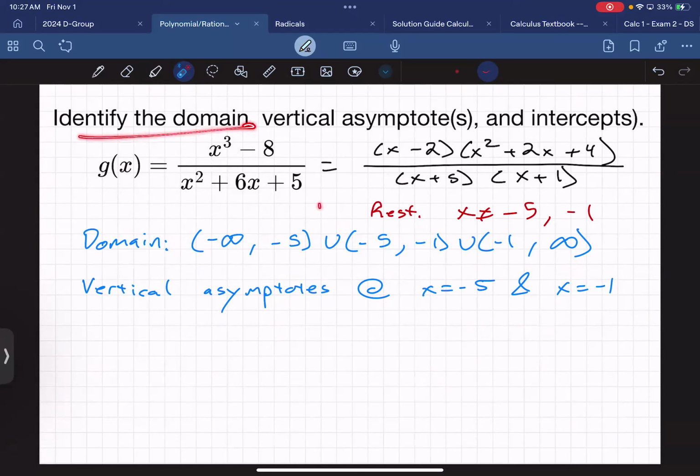We got our domain. We've identified the asymptotes, so let's find the intercepts, right? Now, remember, as someone mentioned, since these are both polynomials, the y-intercept is still nice. Just remember, though, it's a rational function, right? So you're going to see the fraction that's formed from those constant terms. It's still the constant terms, but we have a fraction because it's a rational function.